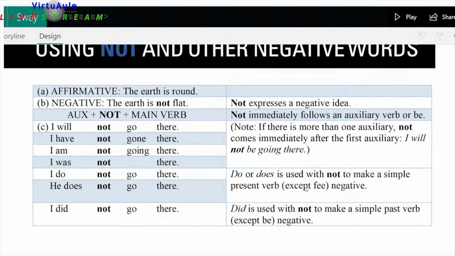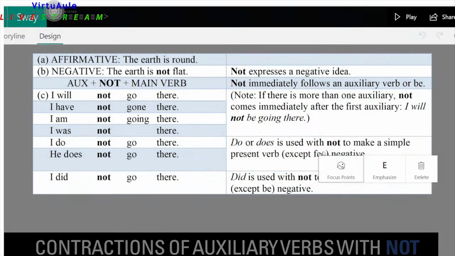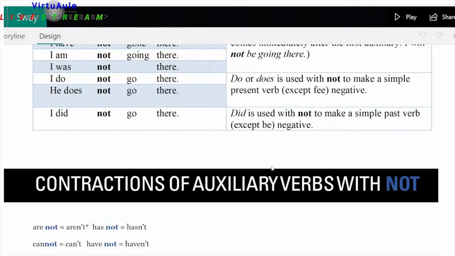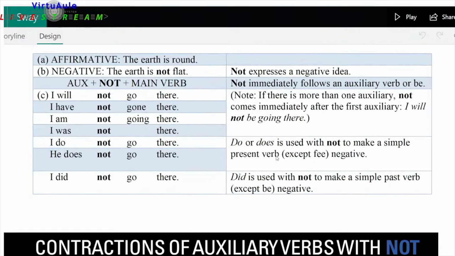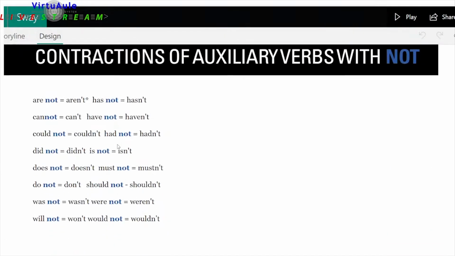Do or does is used with not to make a simple present verb negative, except be. I'm sure. I did not go there. Did is used with not to make a simple past verb negative, except be. Okay, so here you have the idea of the negative. Negative is done with not, and the not goes after the auxiliary or the verb to be.